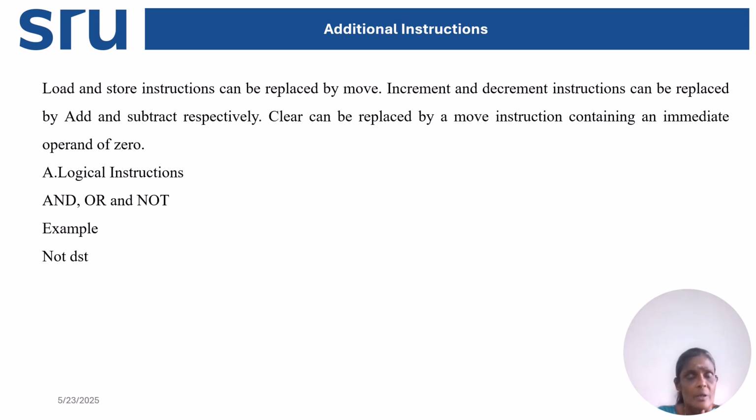So there are so many types of these additional instructions. Number one, logic instructions: and, or, not, basic only. So basic instructions are here. Now for example, NOT DST, where DST means destination. Wherever you want, that is the destination address you have to give. Not means opposite. So 0 becomes 1, 1 becomes 0. In this manner, this expression will perform.